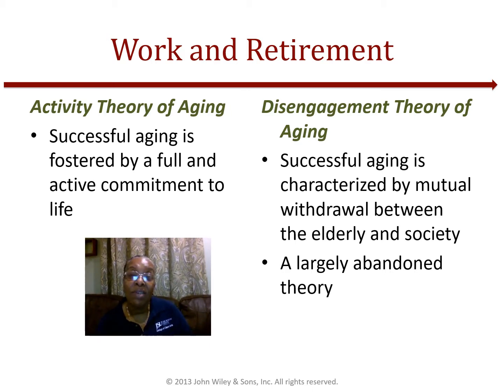The activity theory of aging largely displaced the older notion that successful aging would entail a natural and graceful withdrawal from life. This disengagement theory has been seriously questioned as well as largely abandoned. I only mention it to you because of its historical relevance and its connection to the influential modern theory of socio-emotional selectivity theory, which we'll talk more about on the next slide.